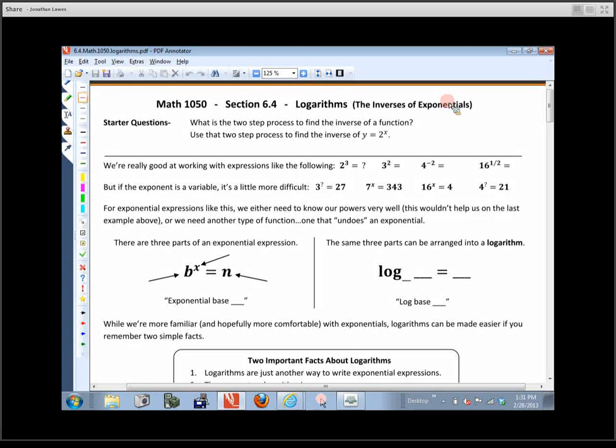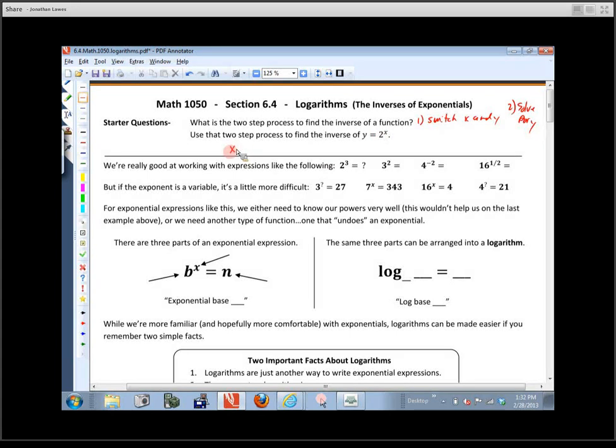It says, what is the two-step process for finding the inverse of a function? What do we do first, Amelia? First thing we do is we switch x and y. And what's the second step? Solve for y. Now, I realize some of you would know how to finish this one off, but the second part of the starter question is use the two-step process to find the inverse of exponential base 2. Remember, this is what we call it, exponential base 2.